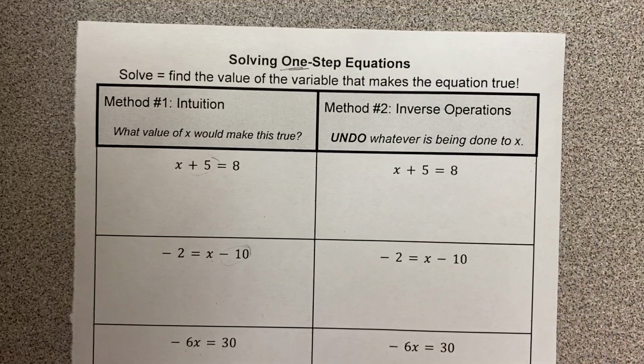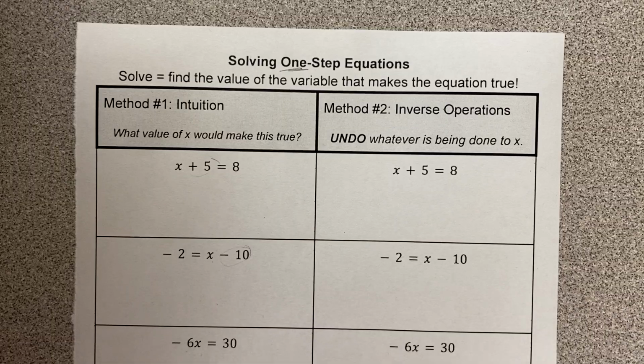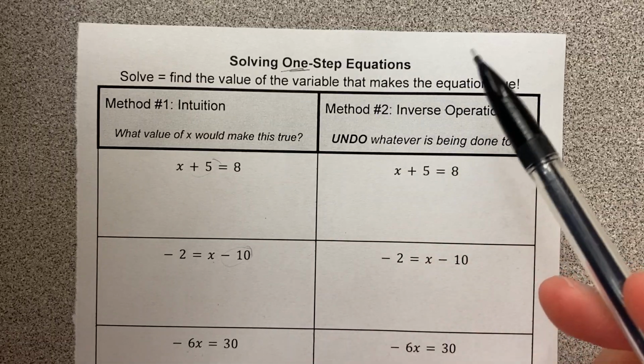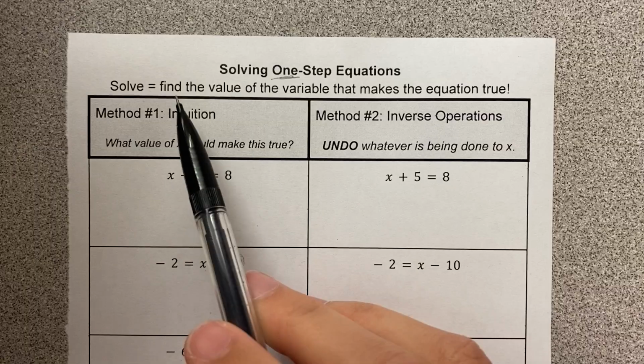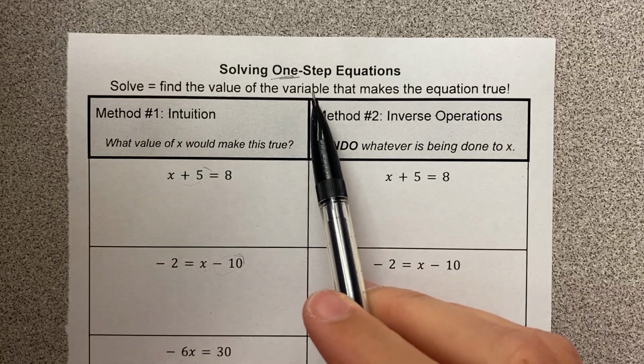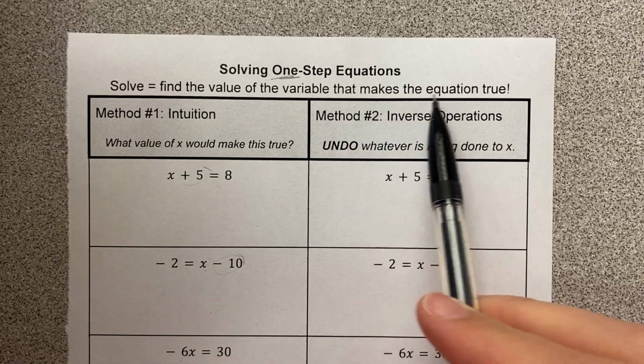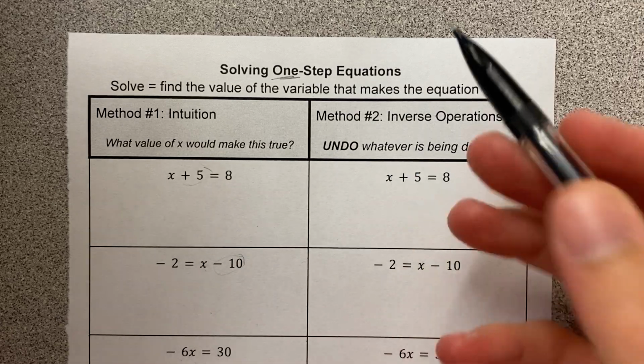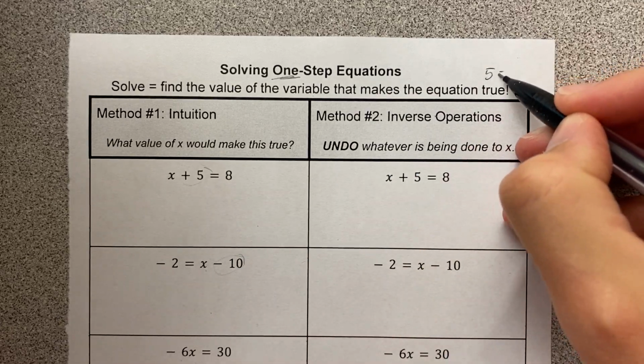We get to the point where we have equations where there's a lot of things happening to x, but for today we're just going to talk about one-step equations, okay? Now remember, when we're solving, what we're doing is finding the value of the variable that makes the equation true. Okay, so remember, a true equation is like 5 equals 5.